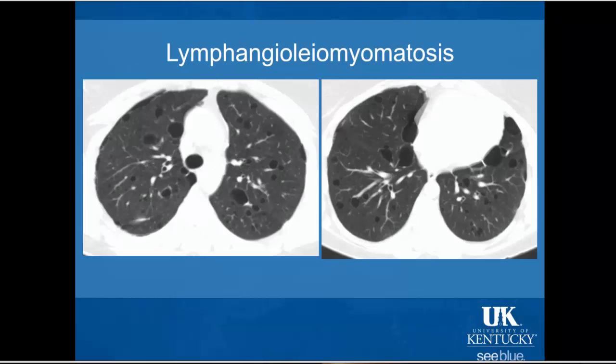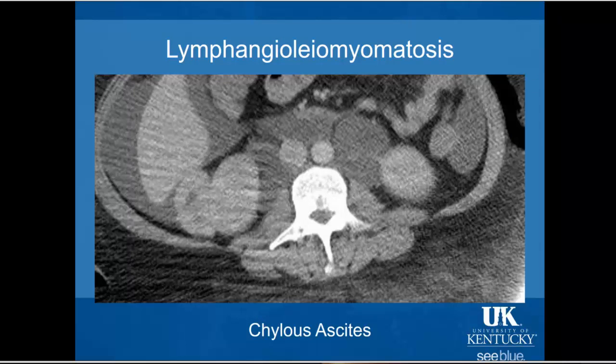Here's yet another case of LAM, slightly larger cysts than we were seeing in the prior example, but diffusely distributed, clean, pristine, nice, thin-looking cysts. Again, note the pneumothorax in this patient was the presenting symptom for this patient. Chylous effusions occur, but you can also get chylous ascites, as this patient had developed due to obstruction of the lymphatic system in the abdomen of this patient.